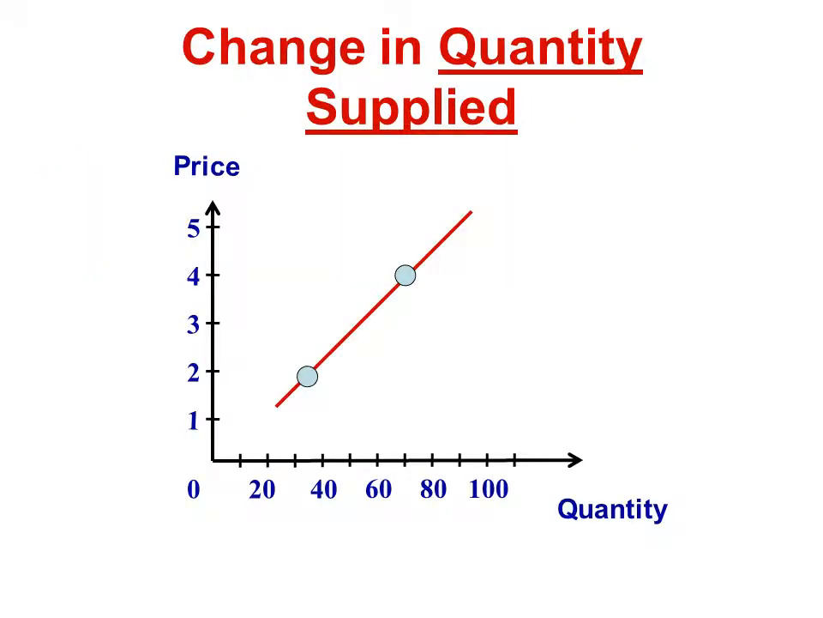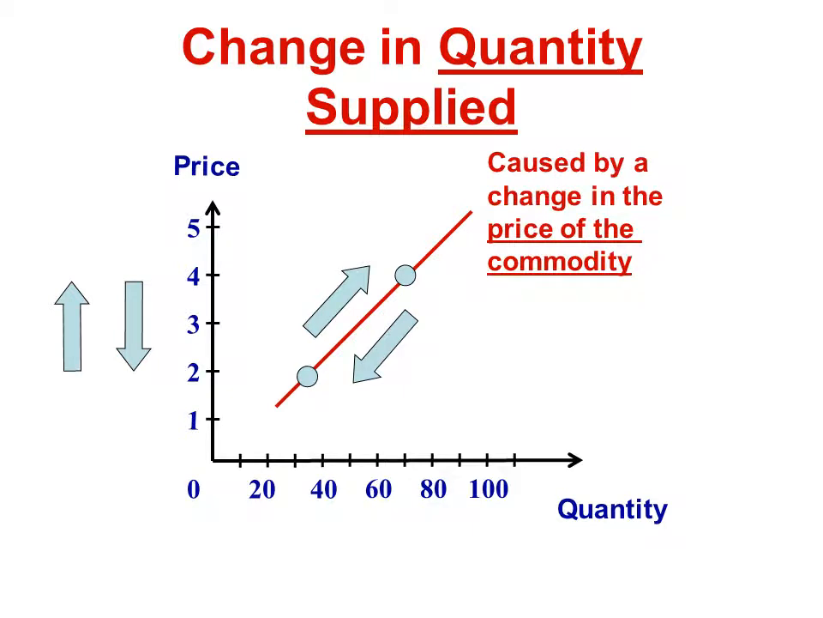So this graph on this PowerPoint slide reiterates something I said earlier, but it's important to remember. What causes a change in quantity supplied? If price goes up, quantity supplied goes up, a movement along the supply curve, an increase in quantity supplied. And if price goes down, quantity supplied goes down. So again, other things being equal, the most important determinant of quantity supplied is the price in the market, right? So a change in price causes a change in quantity supplied.